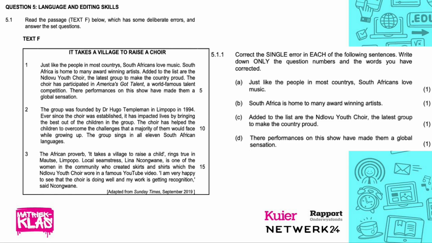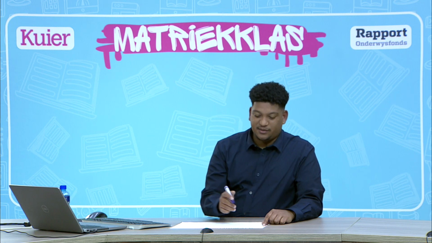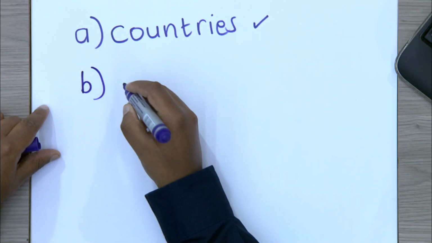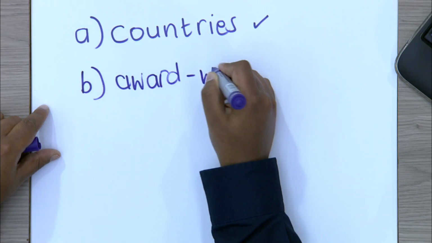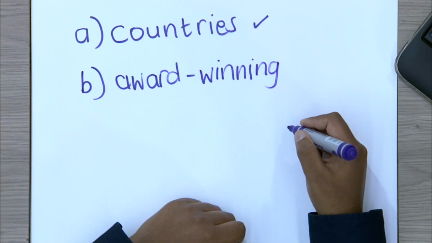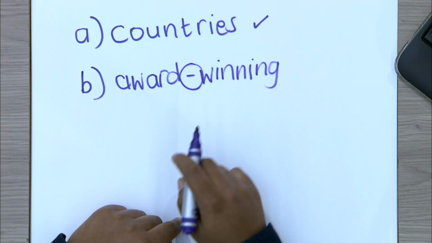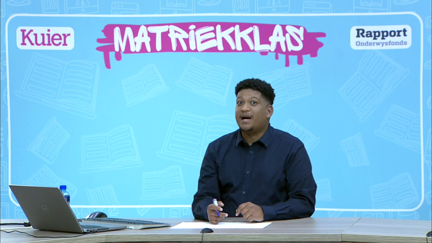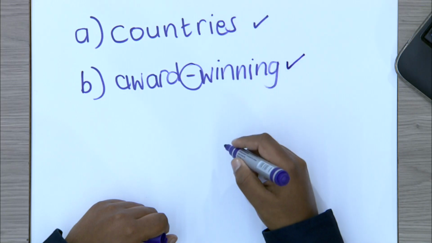Now I am certain the students who wrote this paper didn't get this one correct because we think that sentence is correct. Come, I show you the answer. So number B is actually award-winning. That's my answer. Award-winning. This, ladies and gentlemen, my hyphen hyphenates that word. So automatically, I would get the mark, right?